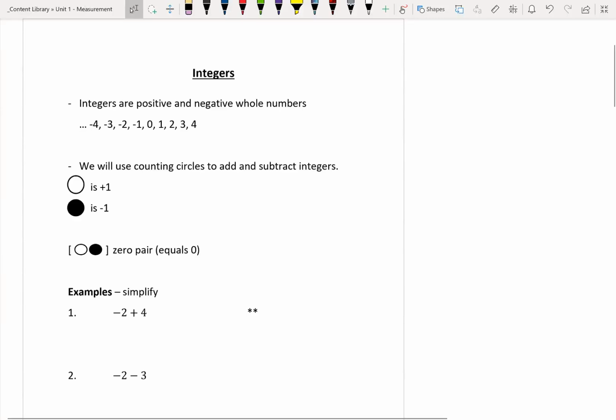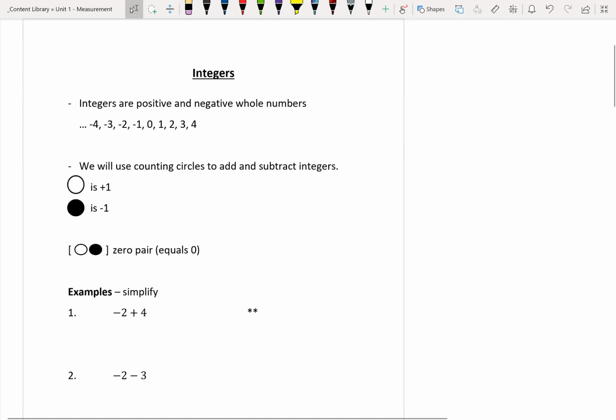In today's note, we're going to be looking at integers. So integers are positive and negative whole numbers. So for example, -4, -3, -2, -1, 0, 1, 2, 3, 4. So those are just examples, they can continue on both in the negative and positive direction.